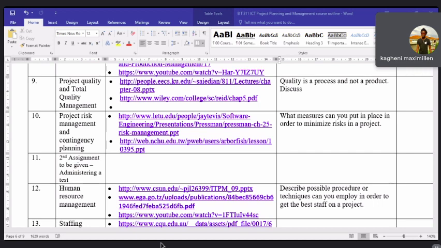So human resource, describe possible procedure techniques that you can employ in order to get the best staff on the project. It's just a question.